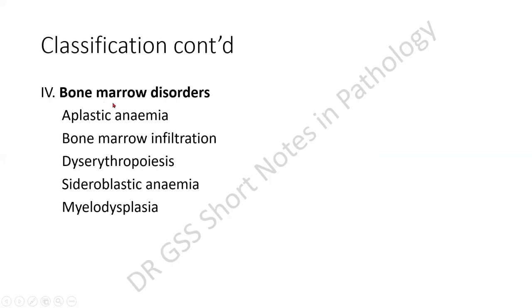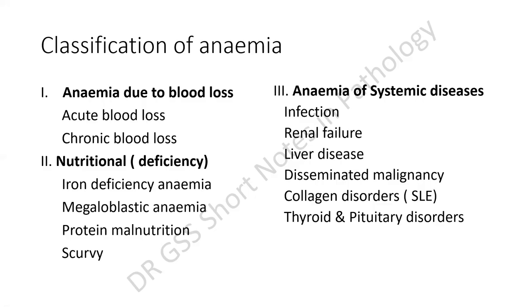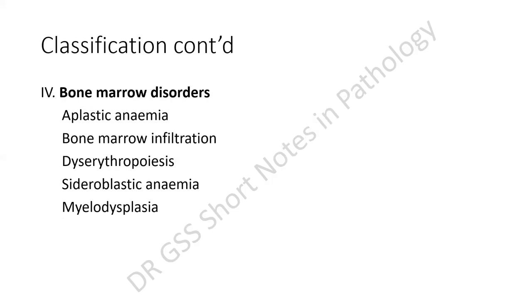Also, anemia can be because of bone marrow disorders. The classical example being aplastic anemia. And the others can also be a precursor for an anemia: bone marrow infiltration, dyserythropoiesis, sideroblastic anemia, and myelodysplasia. I would like you people to kindly learn this particular tabulation by heart, and please note it is not complete. So this is the first half of the classification of anemia.